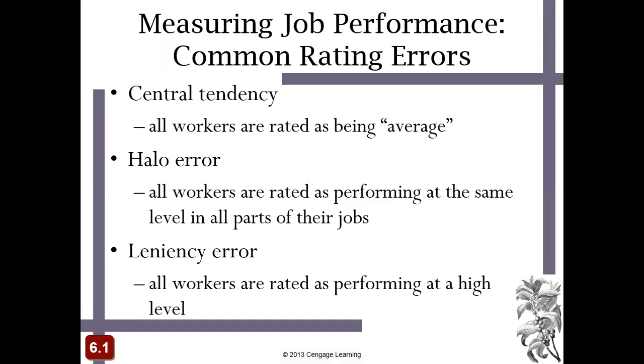One is the central tendency, where the managers are looking at it this way and making errors in these areas: all workers are rated as being average. And then the halo error, all workers are rated as performing at the same level. And then the leniency error, all workers are rated as performing at a high level. So you have to kind of get a sense of how companies view people. This is really hard for you to do anyway. You have to work hard and do your best to make sure that you can show them your best foot forward. But managers make these errors all the time because they just figure they're busy and they take the easy way out.